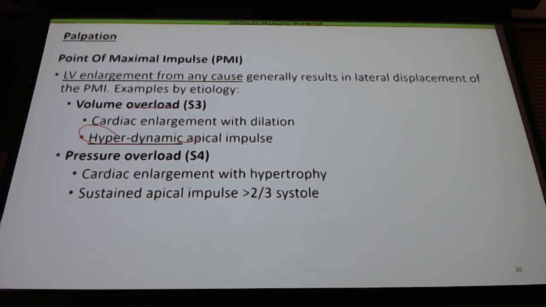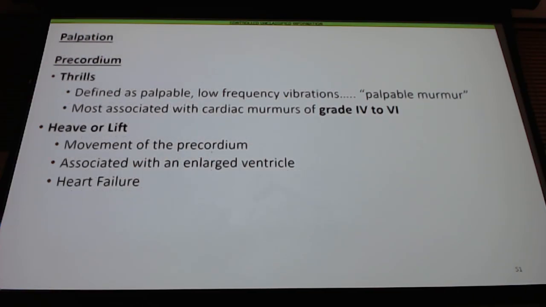If you have a pressure overload, then that impulse is just going to last longer because it's having to squeeze a longer period of time to get flow of blood out of the ventricle. And typically on auscultation, you're also going to have an S4 associated with that finding. Precordial thrills are a low frequency vibration. Typically we see this in systolic murmurs that are rated as 4 to 6, so loud murmurs. Typically you can palpate this low frequency vibration.